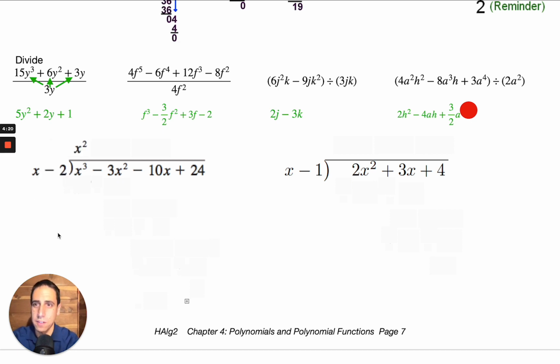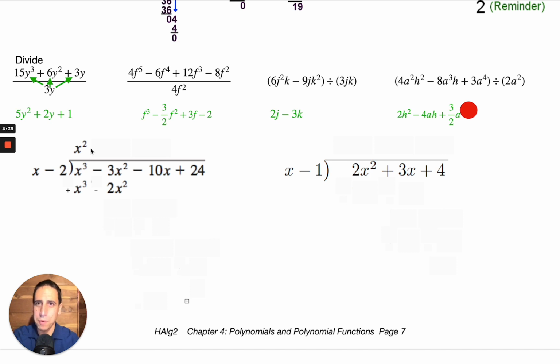And there it is. x squared. And then you have to multiply both the terms here in the divisor by x squared. So x squared times x is x cubed. And then x squared times minus 2 is going to be minus 2x squared.